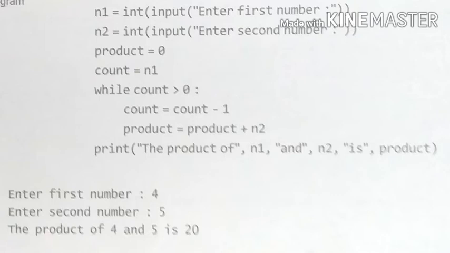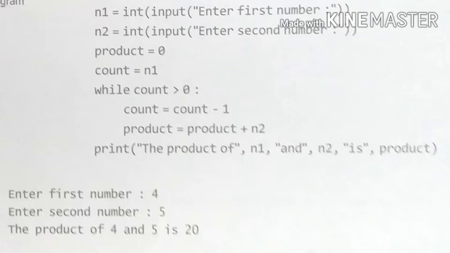Then take the next iteration. It again checks count greater than 0, that is 3 greater than 0. Condition satisfied. Then count is equal to count minus 1. So the value of count is equal to 2. And product is equal to product plus n2. Now the value of product is equal to 5, then 5 plus 5 is equal to 10. Then for the next iteration, count is equal to 1.